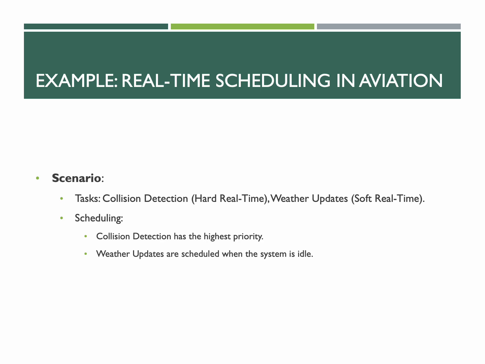Whereas weather updates are a soft real-time task. While important for flight planning, missing a deadline for weather updates does not have immediate severe consequences. These updates can tolerate minor delays and can be rescheduled when the system has idle resources. So for the scheduling approach, we can say collision detection is assigned the highest priority to ensure it is executed immediately whenever needed, and weather updates are scheduled only when the system is idle, meaning they are executed after higher priority tasks have been completed or when resources are available.